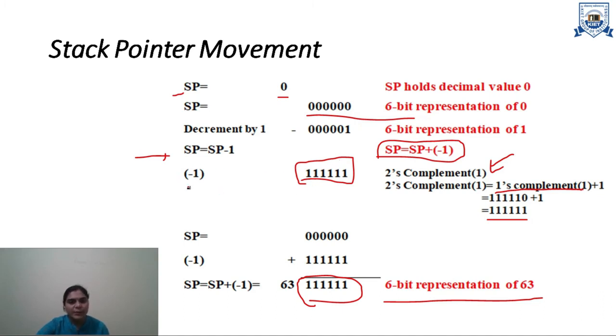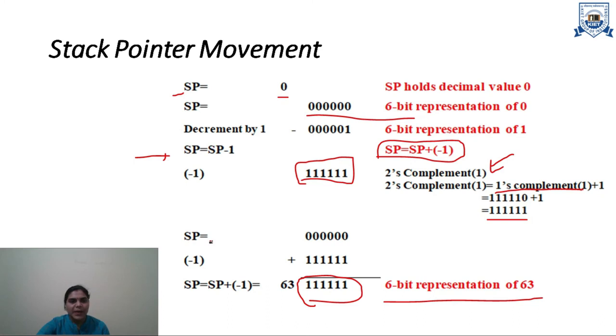Minus 1 will be represented in 2's complement of 1. Now we will calculate the 2's complement of 1. First we will calculate the 1's complement of 1, and then we will add 1 to it to get the 2's complement of 1. So minus 1 is represented by 6 ones.